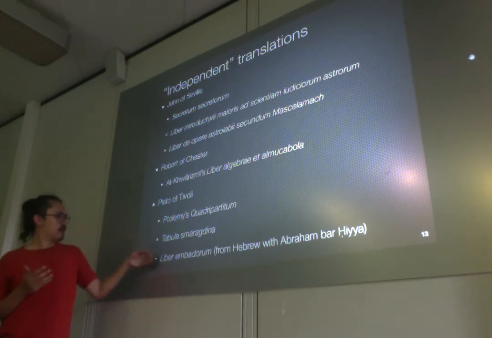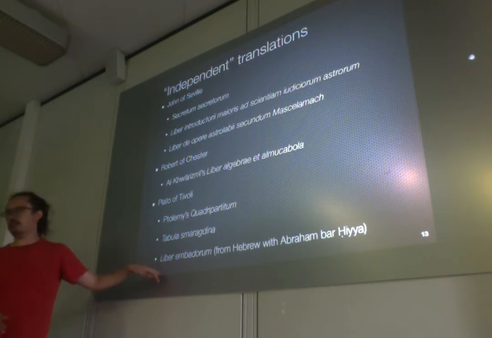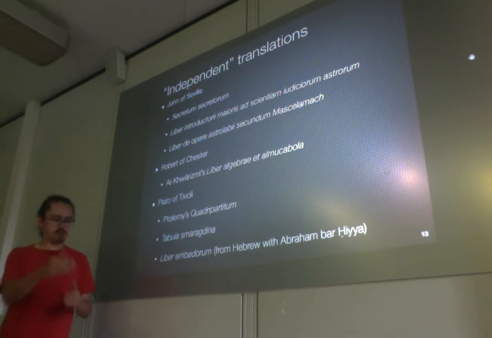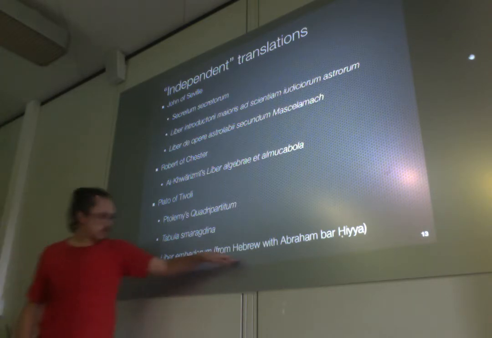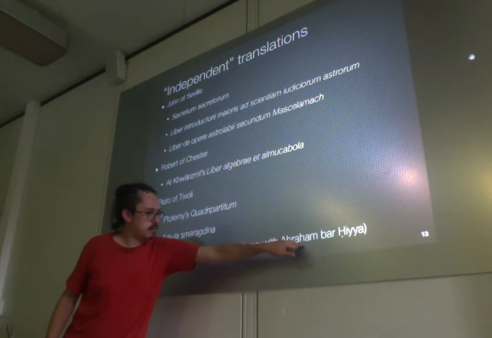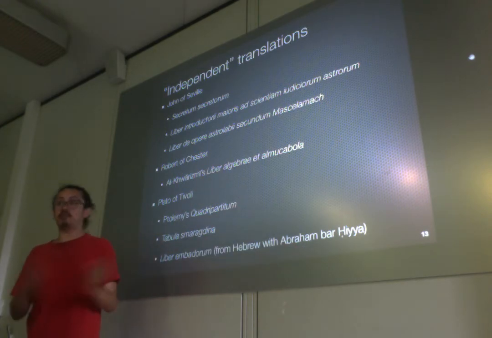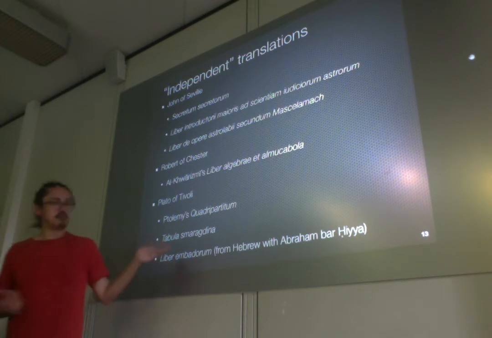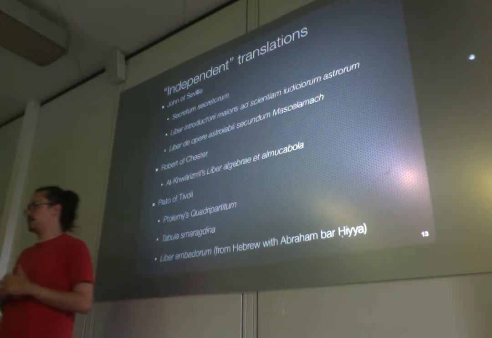So this Liber Embadorum, as I said, is also called the Liber de Areis, for measuring the dimensions of two-dimensional geometrical figures, which was translated from the Hebrew with Abraham Barhilla. Abraham Barhilla, by the way, I'm not really sure, perhaps you know him better than I do, but he seems to have been a very big scholar in Barcelona.